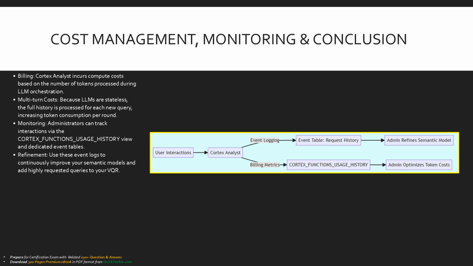This final flowchart highlights the crucial observability loop. User interactions are processed by Cortex Analyst. Simultaneously, the system splits its telemetry. On the top path, detailed event logging flows into an event table capturing the request history. On the bottom path, billing metrics flow into the Cortex function's usage history view. These dual data streams empower the Snowflake administrator. They can use the event logs to refine the semantic model over time and use the usage history to optimize token costs. This continuous improvement cycle ensures your AI applications remain both highly accurate and economically viable.